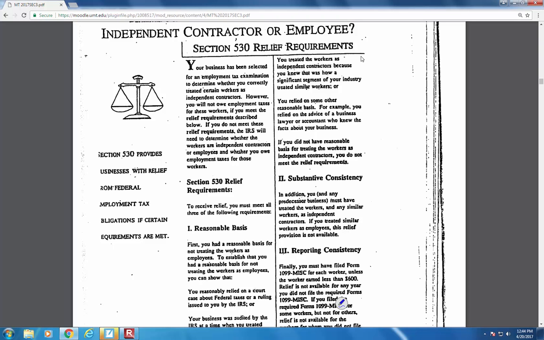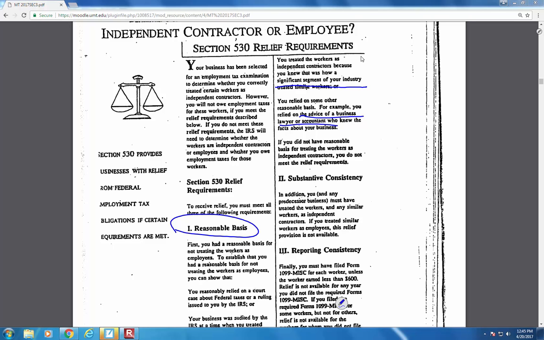But I can only apply for it if I show that I had a reasonable basis for treating you as independents. And that's based on a significant segment of your industry did that. I relied on the advice of my attorney or my accountant. Everybody else does it like this in my trucking industry or the software industry, whatever. Something that you can document and prove you had a reasonable basis for doing it. And just saying, like, I didn't want to process payroll isn't a reasonable basis, right?